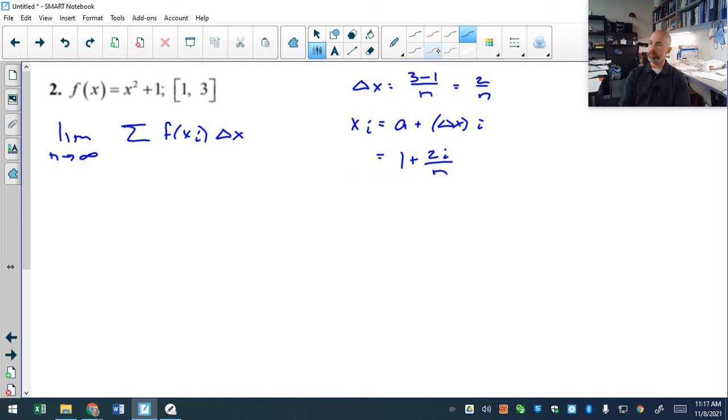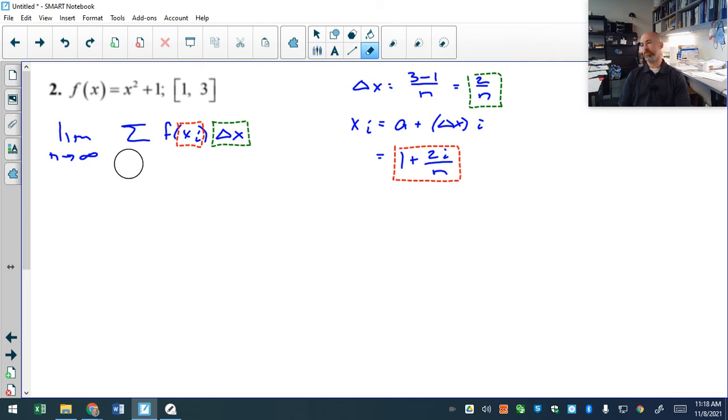And so I start by making those substitutions. X sub I gets replaced with that, and the delta x gets replaced with 2 over n. And then we spend a lot of time going over the sum as i goes from 1 to infinity. Then it's just a lot of algebra after that.